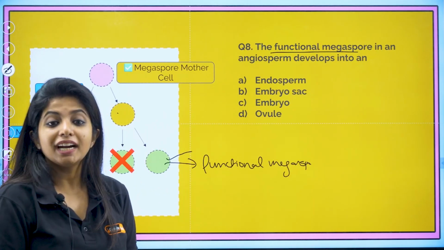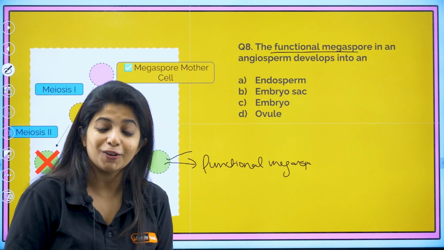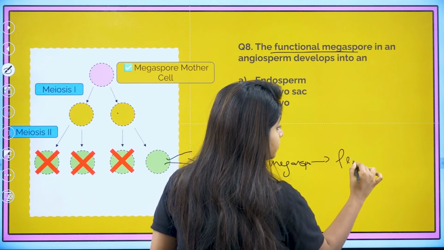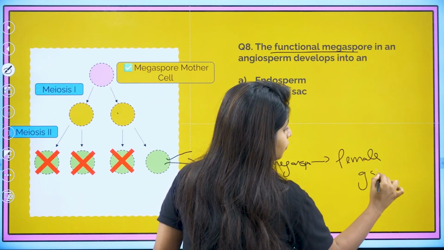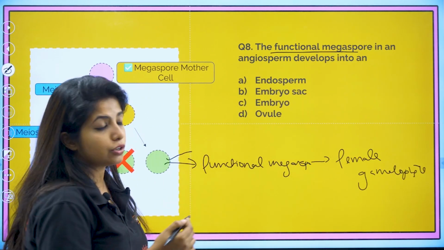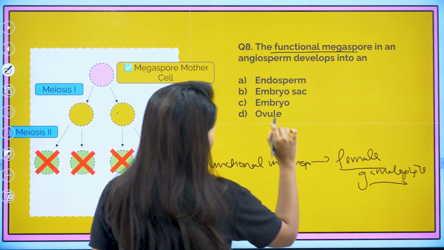Do you have any idea? It forms the female gametophyte, as in it is going to form something which is going to form gametes in the future, my dear children. So we call this the female gametophyte.